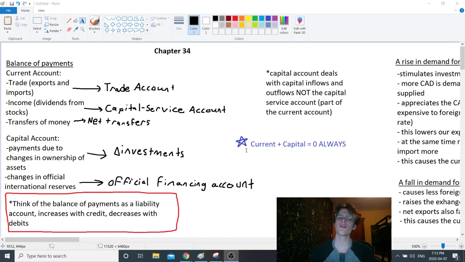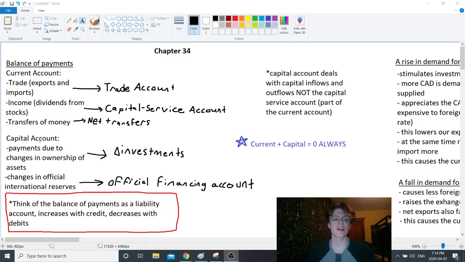The current account is split up into a couple of things. It has the trade account, which has our exports and our imports. Exports will increase the current account and imports will decrease it. Then we have our capital service account, which is like income, dividends from stocks, that kind of thing. And then we have net transfers of money. That's stuff just like I give money to my grandma in France. That would increase or decrease the account depending on if the money's coming in or out.